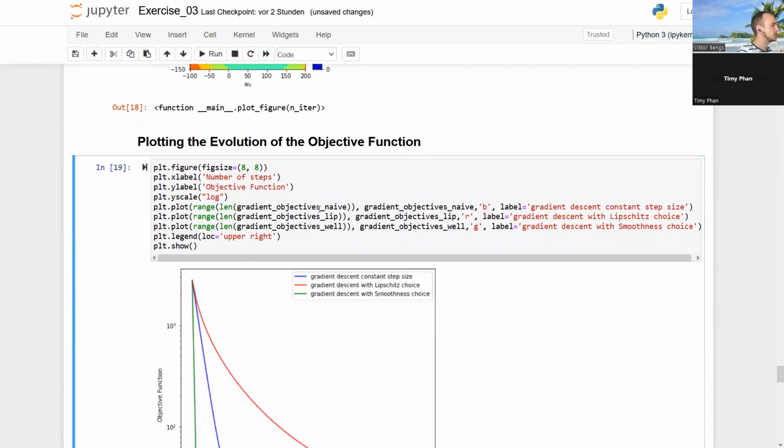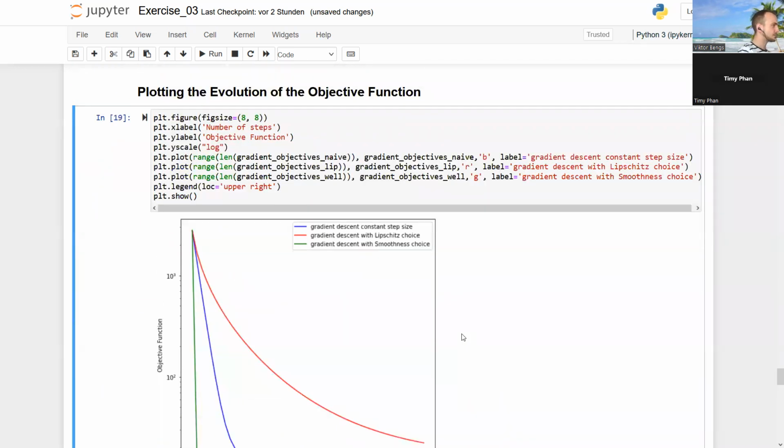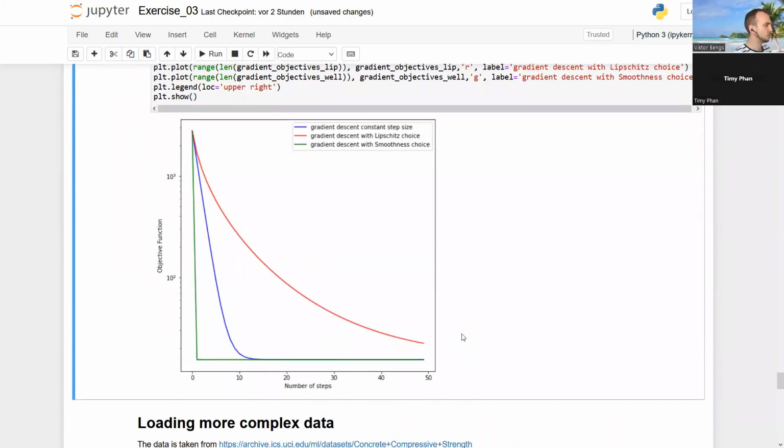We can also look at the evolution of the objective function. So what is their value? And what we see is for the smoothness, where we have the smoothness involved, we are going down very quickly. With the Lipschitz choice, we are going down quite smoothly. With the constant, but this is interesting, we are actually even going down more quickly than with the Lipschitz choice.